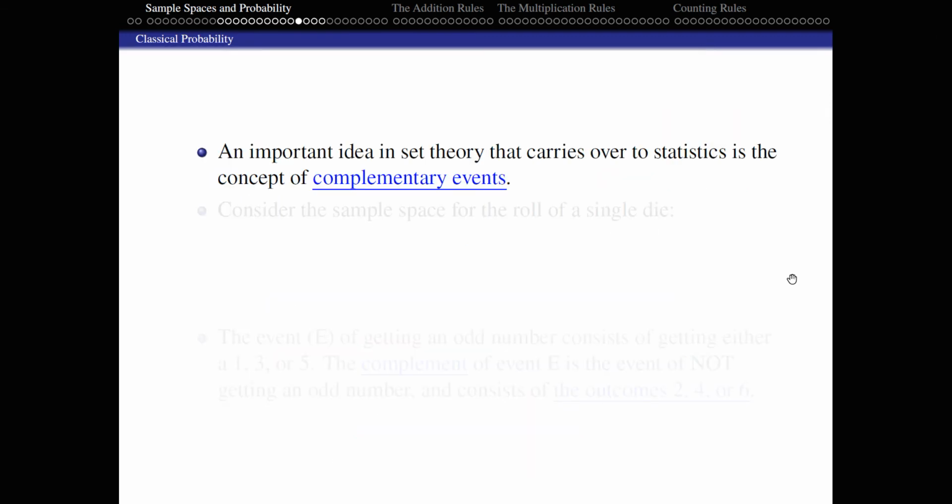All right, now why is this so darn useful? It's so useful because of something from set theory that actually carries over to statistics and probability, and this idea is complementary events. It's not saying you look great today, it's the complement, which actually means the opposite. Not the opposite, it's not like a rude event. It means the opposite of the event. That's what complementary events are, the opposite.